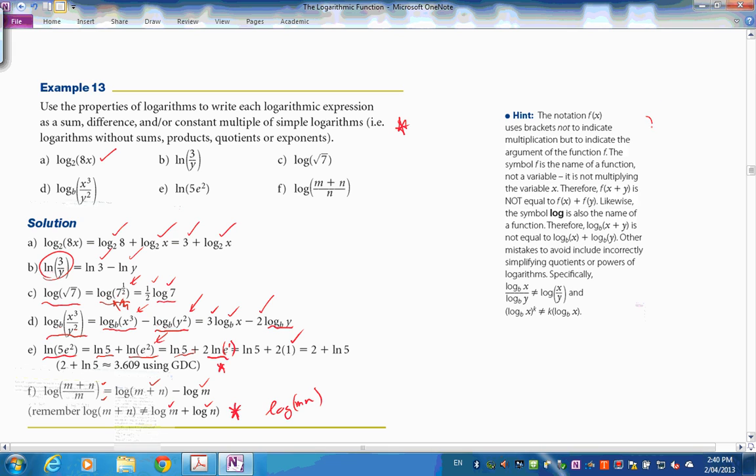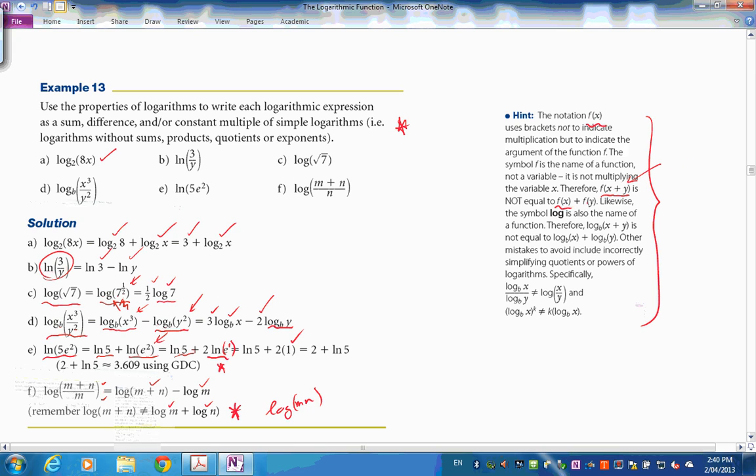So come over here and just make sure when we're using f of x notation, it doesn't mean timesing. So what it means here, if you've got f of x plus y, then what that means is in place of x in the function, you put all of x plus y.